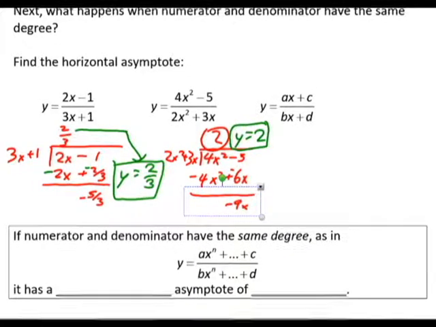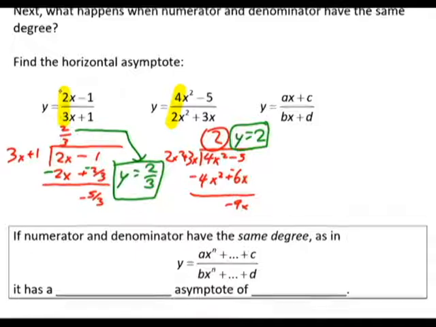Have you spotted the pattern yet? Here's a hint. The ratio of the lead coefficients in the first example is 2 to 3. 2/3, y equals 2/3. 4 over 2 is 2. This suggests that the lead coefficient ratio is going to be the horizontal asymptote in this case. We can verify that by doing it with variables.